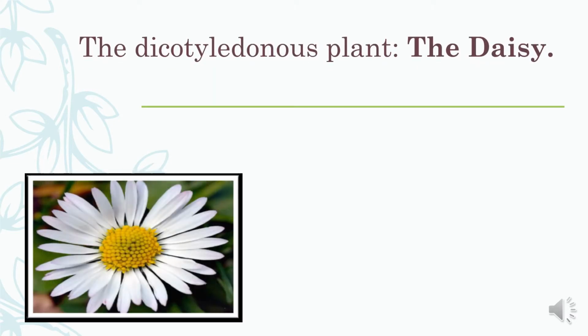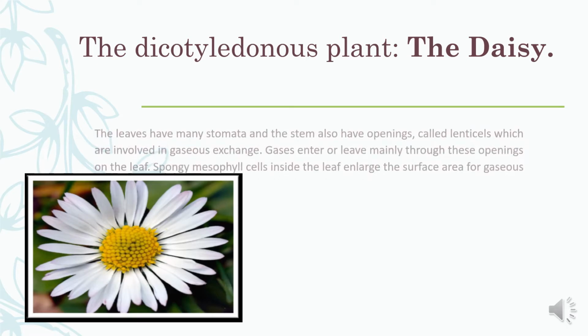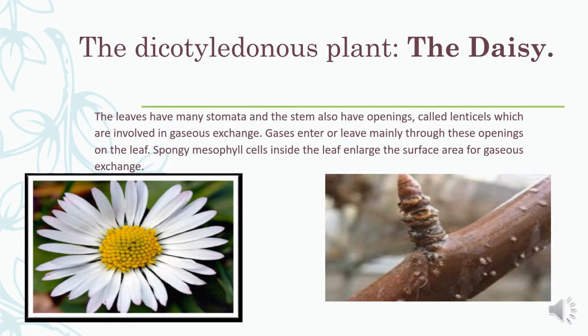Now, the leaves have many stomata and the stem also has openings that are called lenticels, which are involved in gaseous exchange. Now, gases enter or leave mainly through these openings on the leaf. It has spongy mesophyll cells on the inside of the leaf that enlarges the surface area for gaseous exchange.